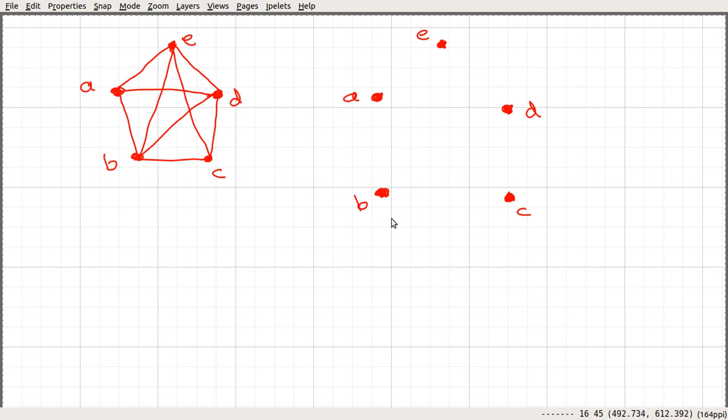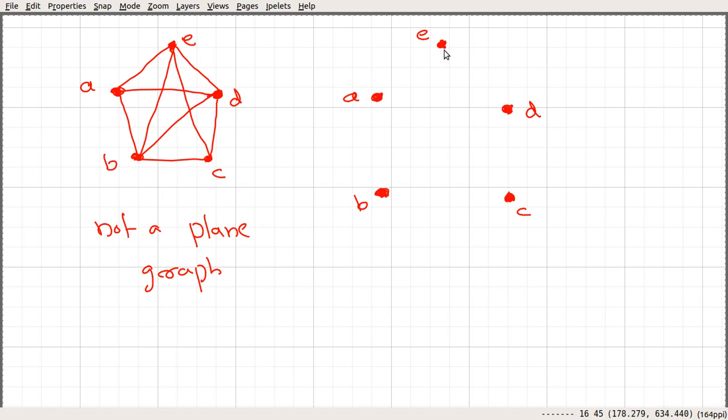So let's look at one more example. Let's look at this particular graph. It looks almost like K5, but it is not K5 because we can see that there is no edge between this A and C. So again, this is not a plane graph, but it is a planar graph.